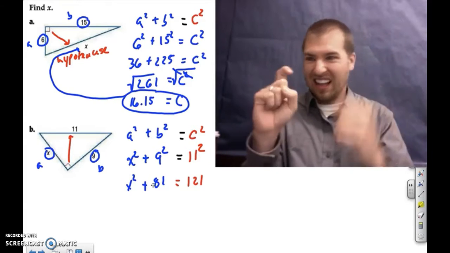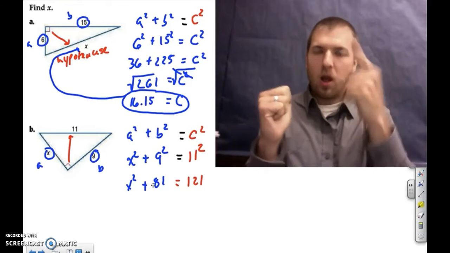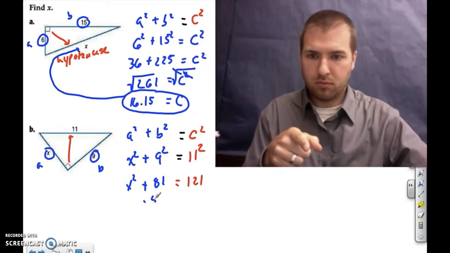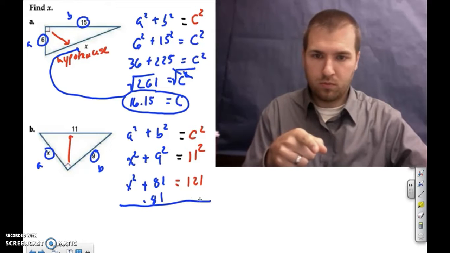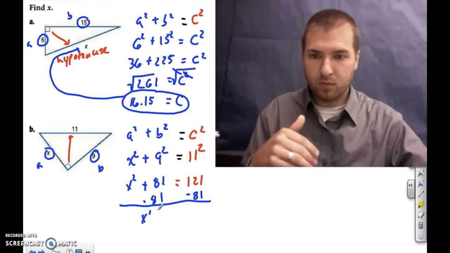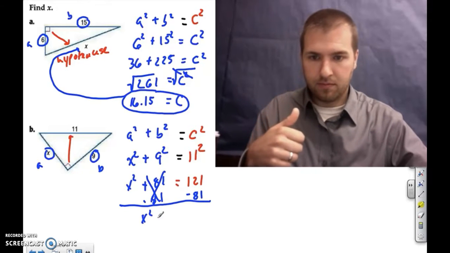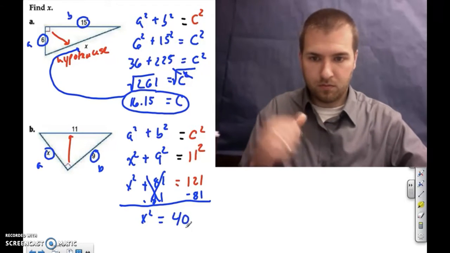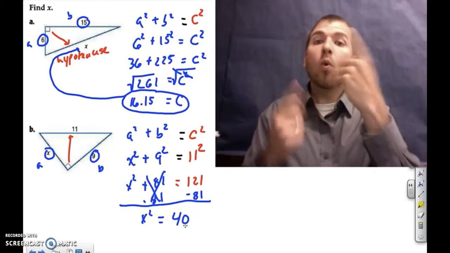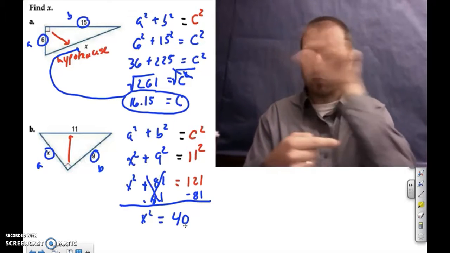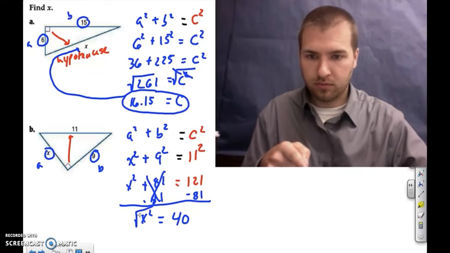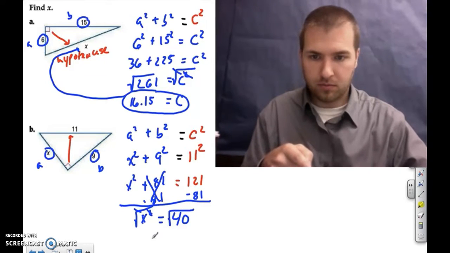So remember, everything's opposite. We have to get rid of the squaring, but first we'll subtract. So we're going to subtract 81 from both sides. So it'll be x squared, get rid of that, equals 40. So x squared equals 40. So remember, in order to get rid of a square, we have to square root both sides of the equation. So we're going to square root x squared, so that cancels that out, and then we'll square root 40.